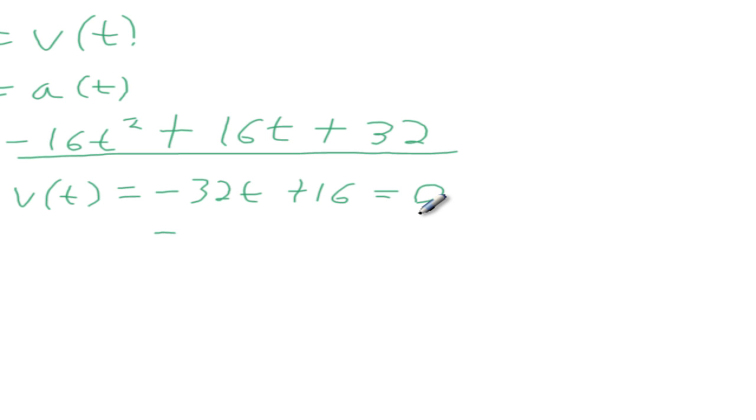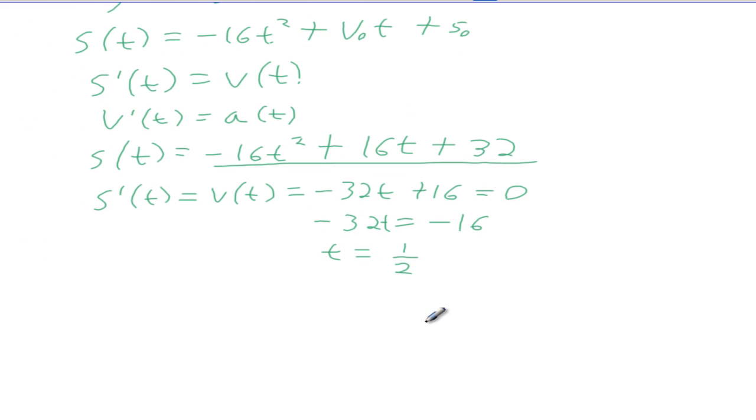We move the 16 over and we get 32t is equal to negative 16. Divide by negative 32 and we get t is equal to 1/2. So after 1/2 of a second, it's reached its maximum height. And then we may ask, how high was that maximum height?